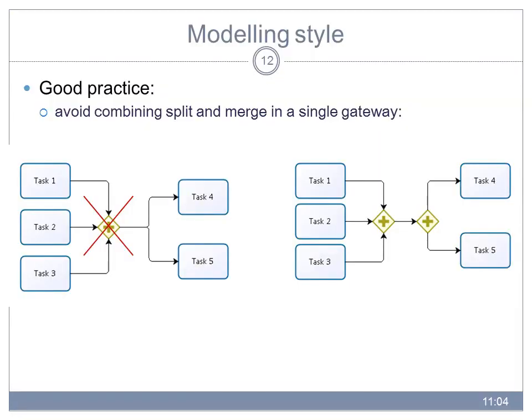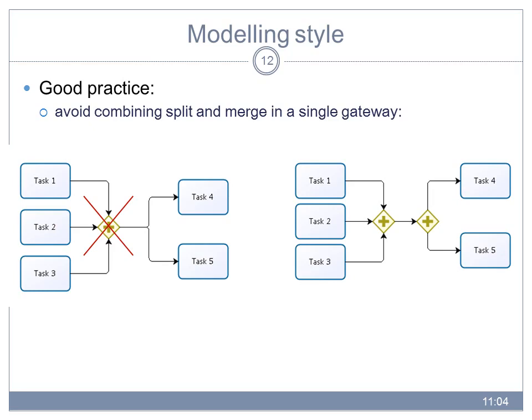Another good practice is to avoid combining split and merge in a single gateway. If you look at the model on the left, you see that this gateway has 3 incoming arrows coming from task 1, 2 and 3. So it will synchronize on these 3 tasks and wait until task 1, 2 and 3 are finished before it can fire. On the other hand, it has split semantics because it has 2 outgoing arrows. So after merging the tokens of task 1, 2 and 3 into a single token, it will split this token into 2 tokens, one for task 4 and one for task 5.